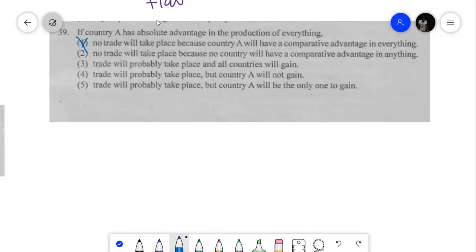Just because country A has the absolute advantage in both. Now, in our previous example also, one country had the absolute advantage in both the goods, right? Because of that, you can't say they will have no comparative advantage. That's also wrong. Trade will probably take place and all countries will gain. Trade will probably take place, but country A will not gain. Trade will probably take place, but country A will be the only one to gain. What do you all think, guys? 3, 4, 5. Country A has the absolute advantage in everything.